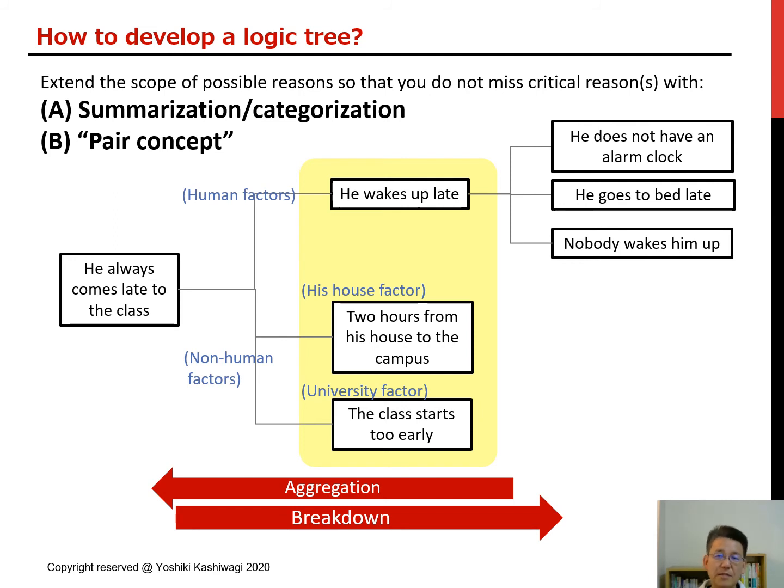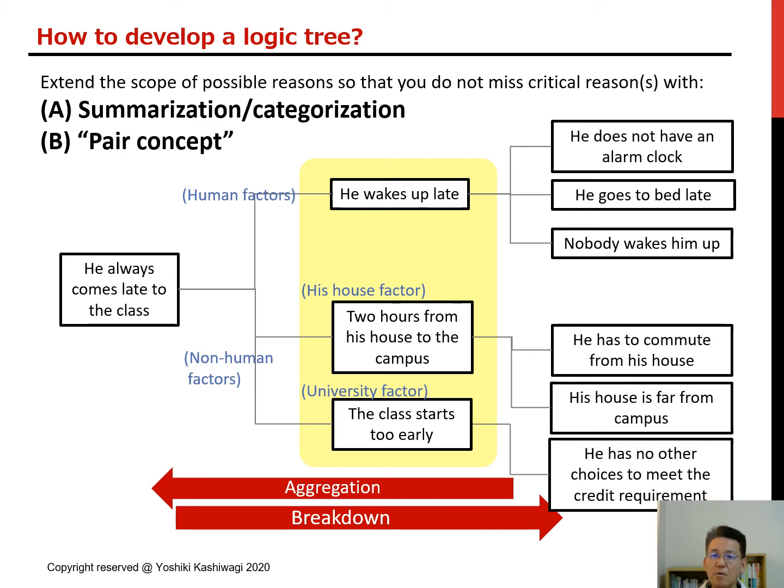Yes, if you keep asking why, you can come up with those three possible reasons of the reason in the upper layer. In this case, he wakes up late. He does not have an alarm clock. He goes to bed late. Nobody wakes him up. Yes, they are the possible reasons. Also, you can come up with another reason for the other two, the reasons in the upper layer. Please keep asking why so, why so, why so. This is a breakdown direction.